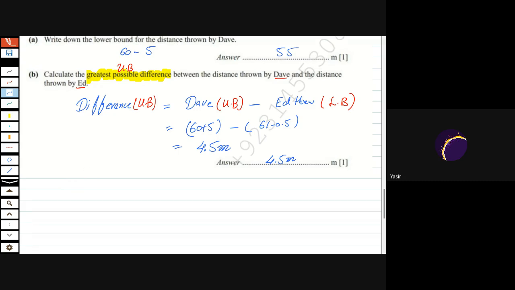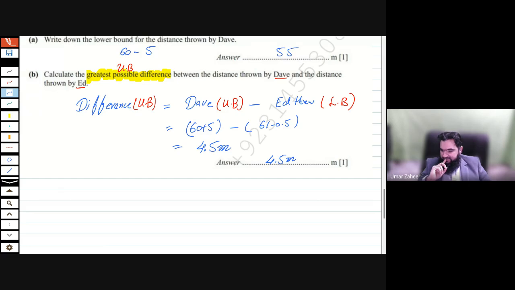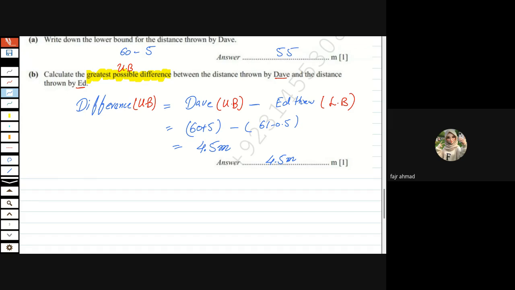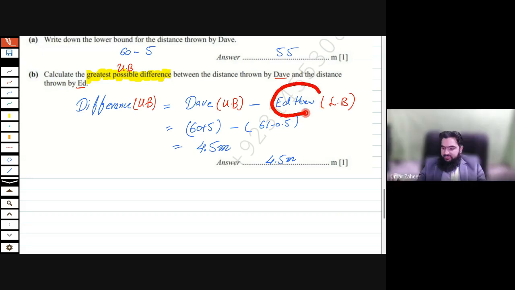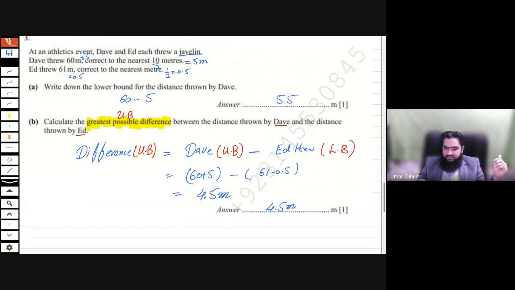I think we have to do a mistake. Is there any mistake here? Sir, we are going to add, so should we put addition between them? No, wait. I think Dave should be the lower bound and Ed should be the upper bound. Yeah, we need to take this one first because when we have to take a difference, we take a bigger value first and smaller value second. And NQ is 61. The actual value is 61, so we have to take this first.